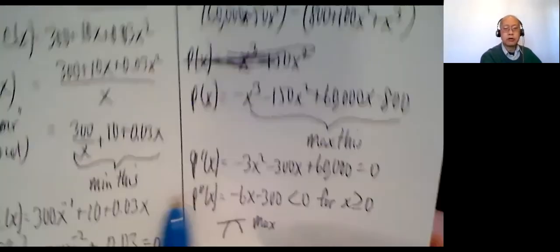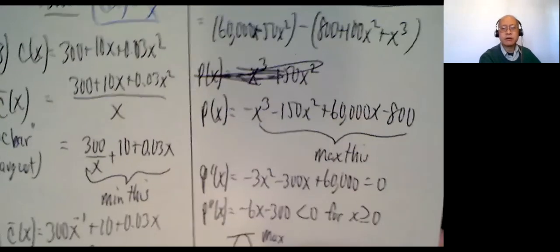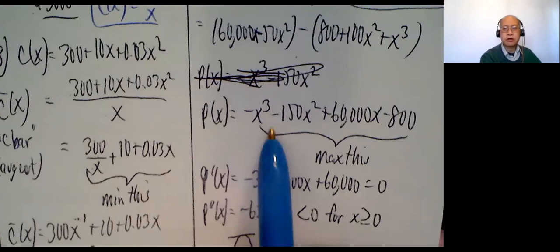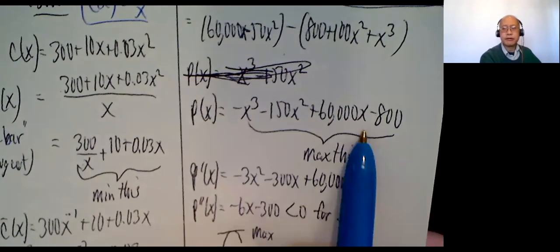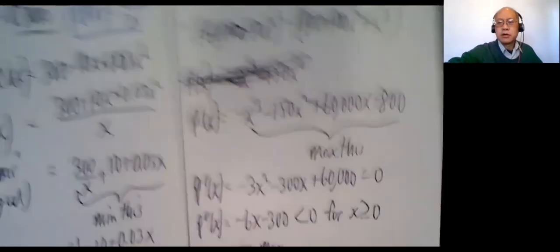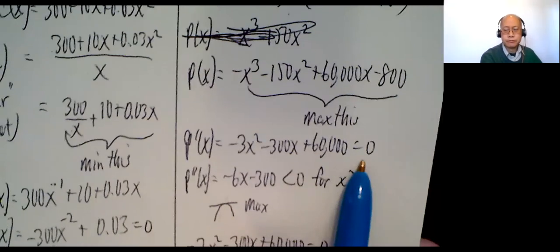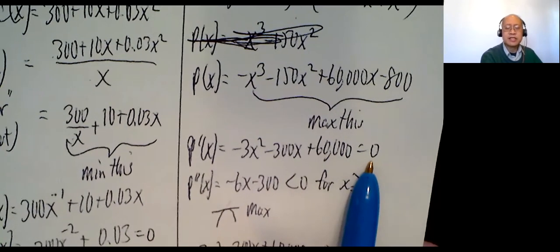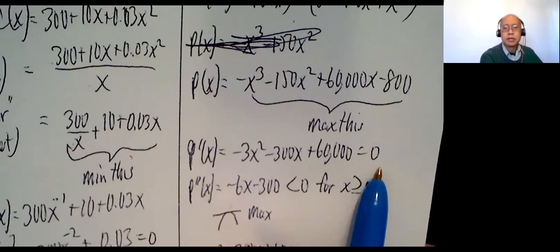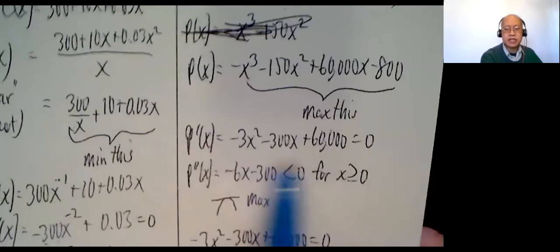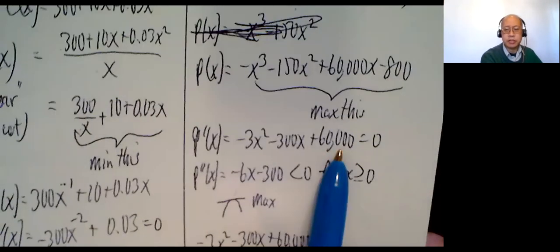Right. So first derivative: negative 3x squared minus 2 times 150 is negative 300x plus 60,000, and the derivative of negative 800 is 0. And yes, I'll be setting that equal to 0 in just a moment. But let me do the second derivative analysis again. Second derivative is negative 6x minus 300, and the derivative of 60,000 is 0. It's a constant.